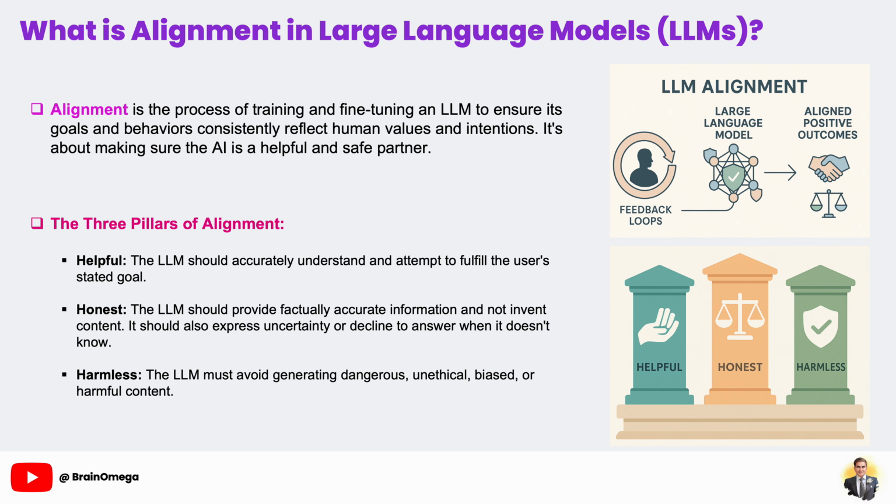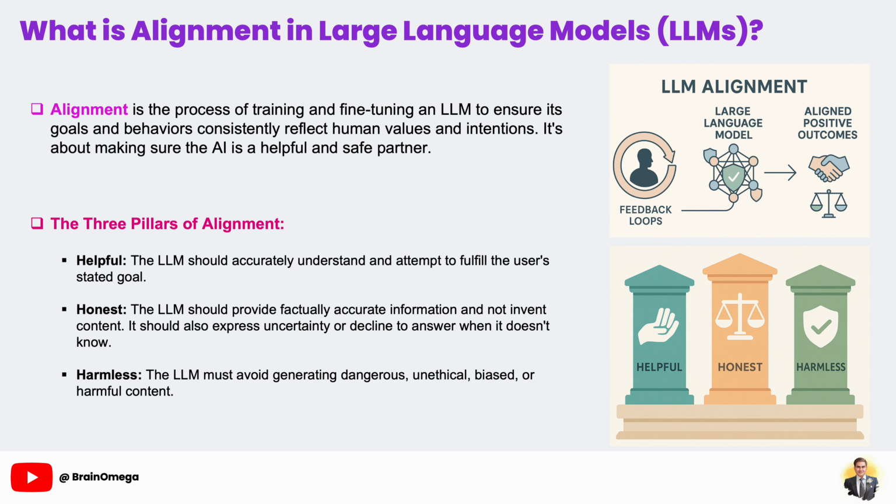First, helpful. This means the AI must go beyond just processing words. It needs to accurately grasp the user's true goal and genuinely attempt to meet that need. It's about being a useful and effective tool.